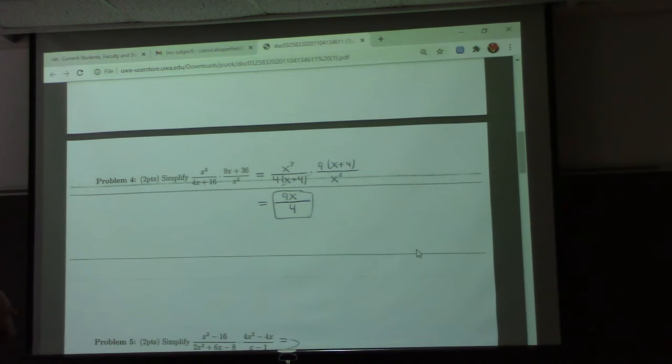So let's see here. Basically, the strategy is to factor everything that you can. So I factored out a 4, and I factored that 4 out, factored that 9 out. And in so doing, I found a common x plus 4 that I could cancel. And then, of course, x cubed over x squared is just x. So we're left with 9x over 4.